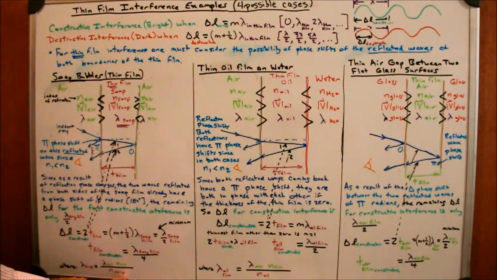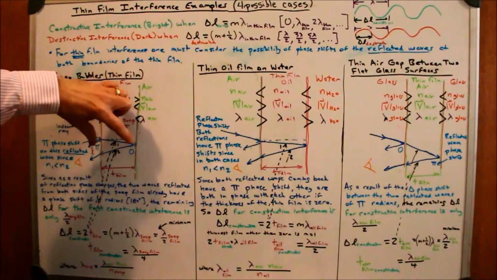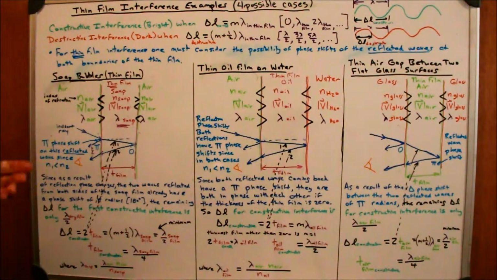And since the index of refraction of soap is greater than the air, we show that we're getting the wavelength in soap shorter. So you solve for that, plug that in there for the wavelength of the soap, divide by 4, and that's the thickness of this thin film that would give you constructive interference. That's the minimum film thickness.